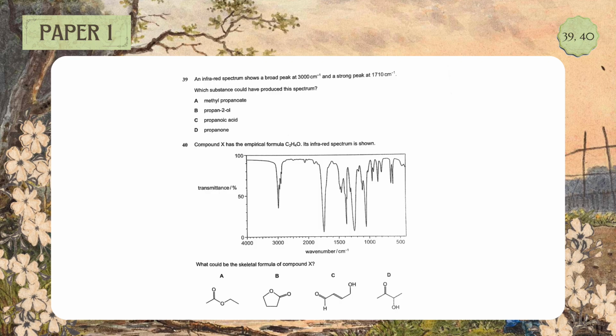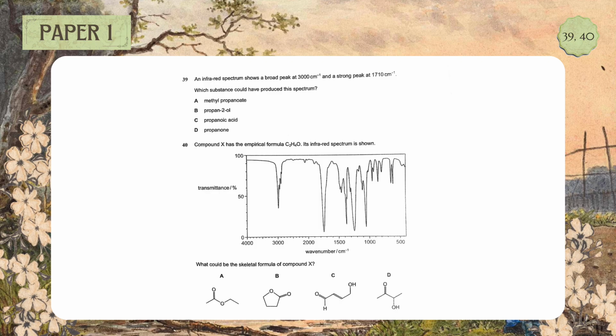Alright, our last question, number 40. We have a compound with an empirical formula C2H4O. Let's inspect the IR spectrum first. There is a strong sharp peak near 1740, which tells us that a C double bond O bond is present. Notably, there is no broad OH peak anywhere above 3200, so we can eliminate options C and D right away since they contain alcohol groups. That leaves us with option A, an ester, and option B, a cyclic ester or lactone.